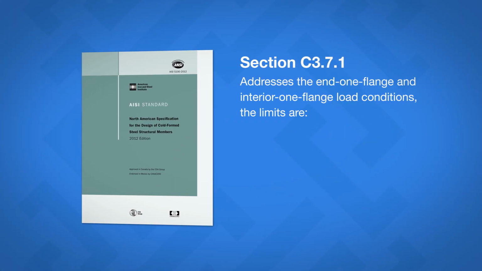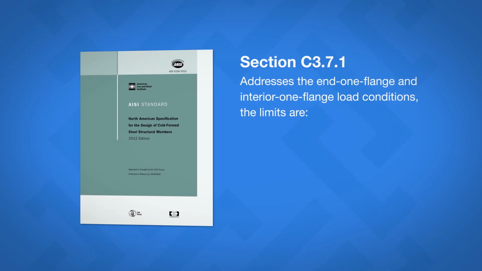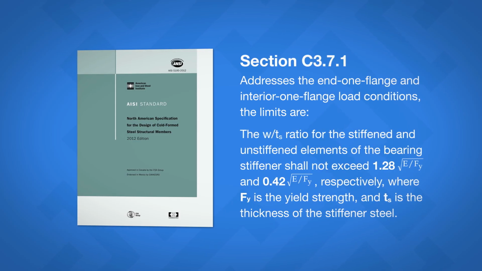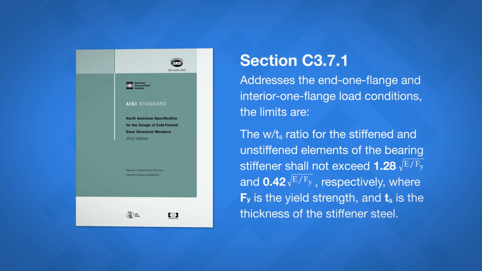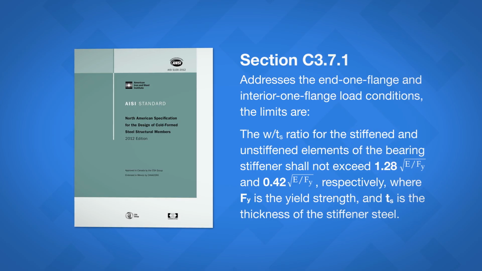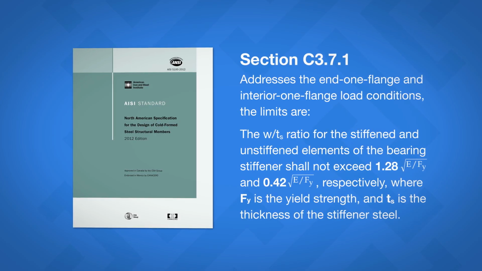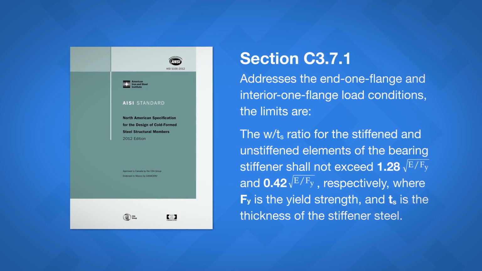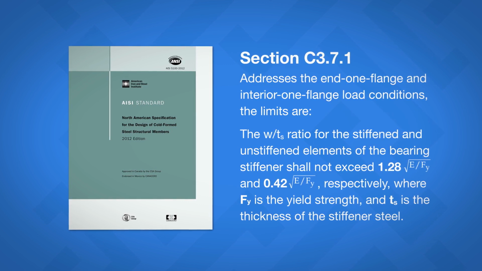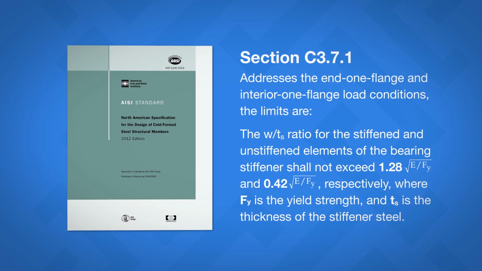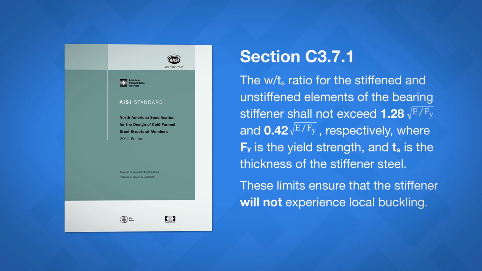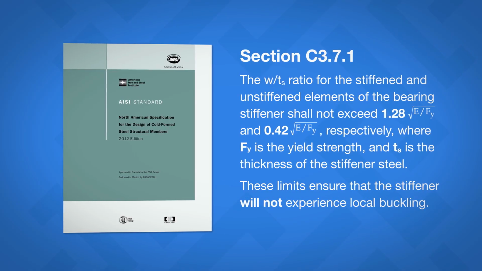In the case of Section C3.7.1, which addresses the end one flange and interior one flange load conditions, the limits are the w over t sub s ratio for the stiffened and unstiffened elements of the bearing stiffener shall not exceed 1.28 times the square root of E over Fy and 0.42 times the square root of E over Fy, respectively, where Fy is the yield strength and t sub s is the thickness of the stiffener steel. These limits ensure that the stiffener will not experience local buckling.